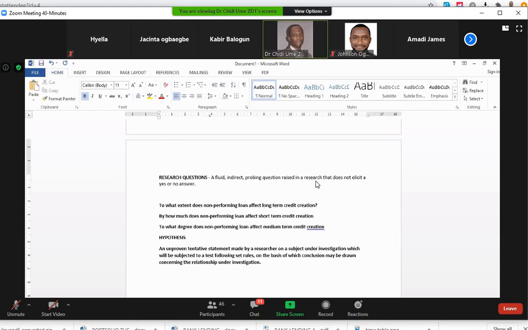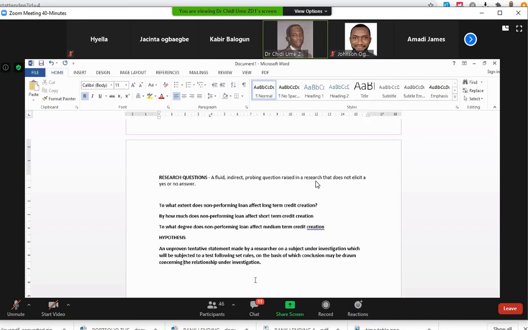Now let's play with this. A hypothesis is an unproven what? One, it's unproven. Two, it is tentative. Hypothesis is tentative because once there's a validation, it ceases to exist. It now moves from the realm of hypothesis to becoming a conclusion. So it's an unproven tentative statement made by a researcher on a subject under investigation. Then this statement will be subjected to a test, following set rules, on the basis of which conclusion may be drawn concerning the relationship under investigation. When you conclude the test of hypothesis, it will guide you in drawing conclusion about the relationship under investigation.